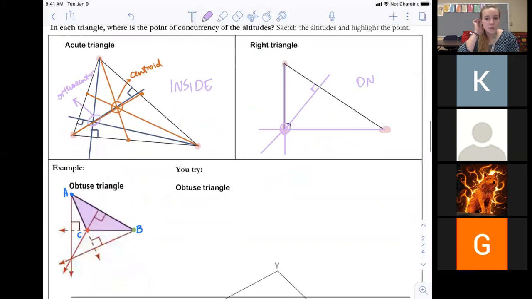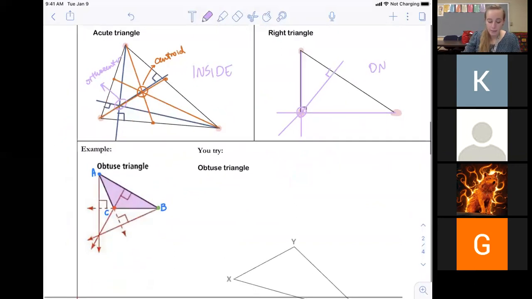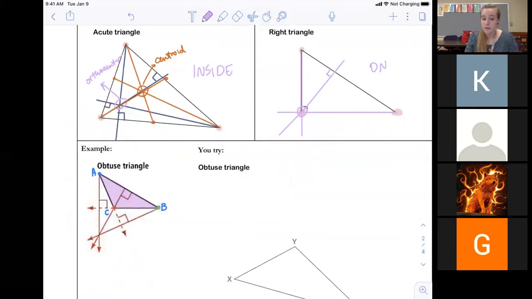Okay, the last one we're doing is an obtuse triangle, and I'm gonna look at the example that was given to us. The orthocenter is this point on the outside of the triangle. It's actually good that almost all of us are doing this on our iPads because you can see that for the example that's given to us, ABC is that little pink triangle right here. If it's not colored in, maybe color it in. This shows me that some of my altitudes are on the outside.